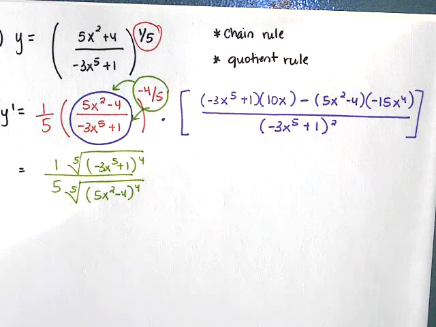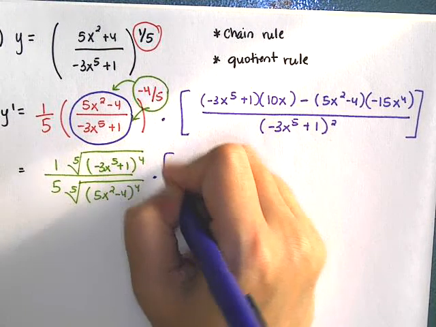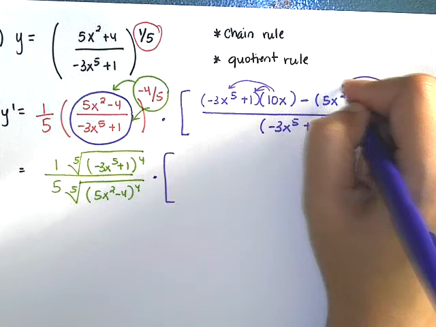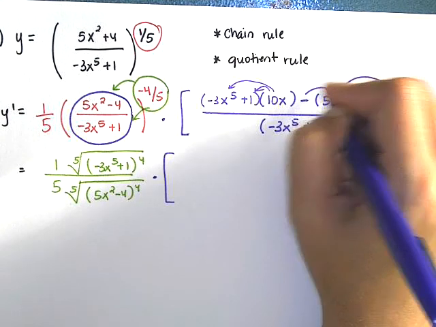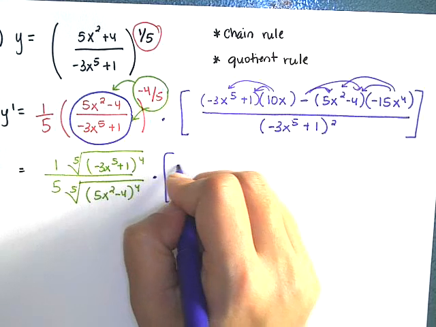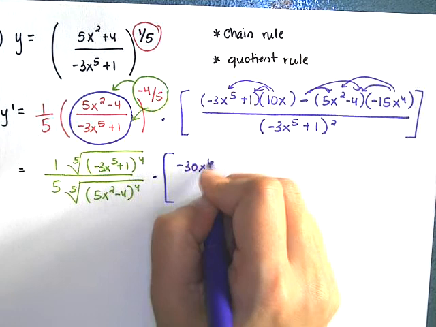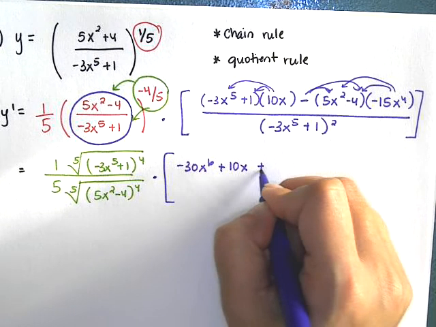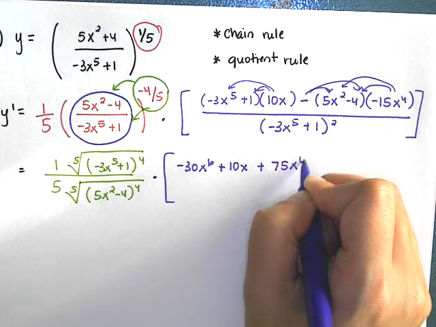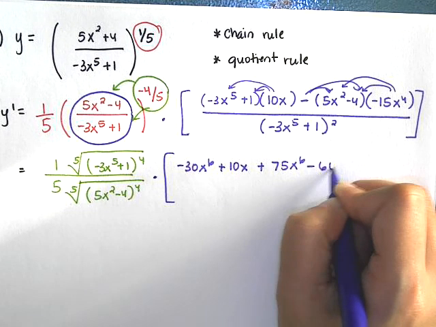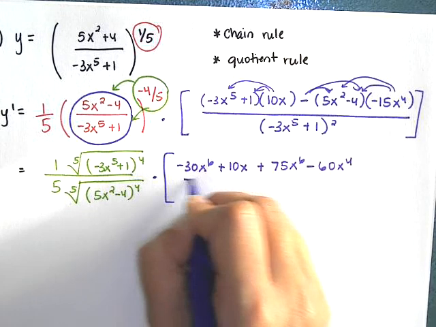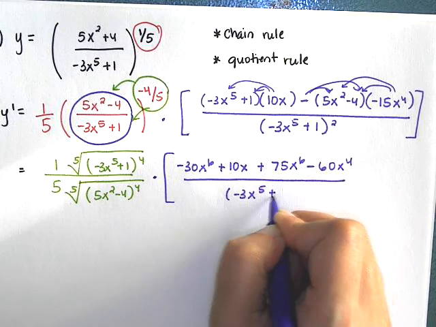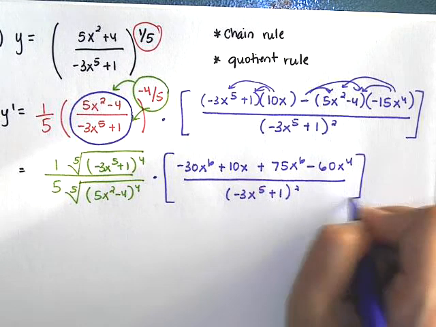I'm going to simplify what's inside this big bracket. I'm going to distribute the 10x. I'm going to distribute the negative 15x to the 4th and the negative. So I get negative 30x to the 6th plus 10x plus 75x to the 6th minus 60x to the 4th, all over this thing squared.